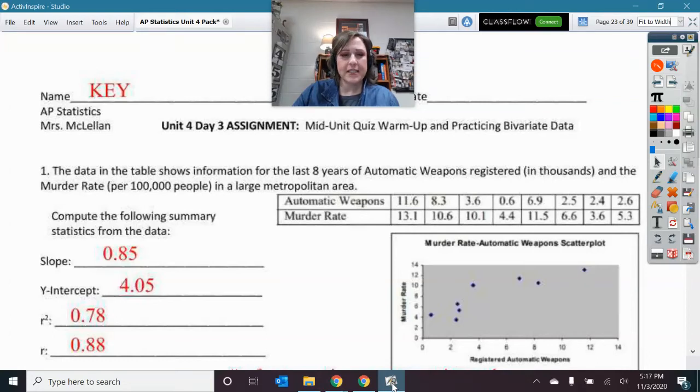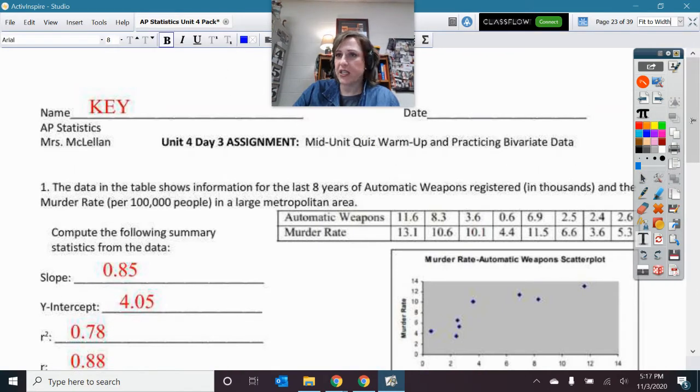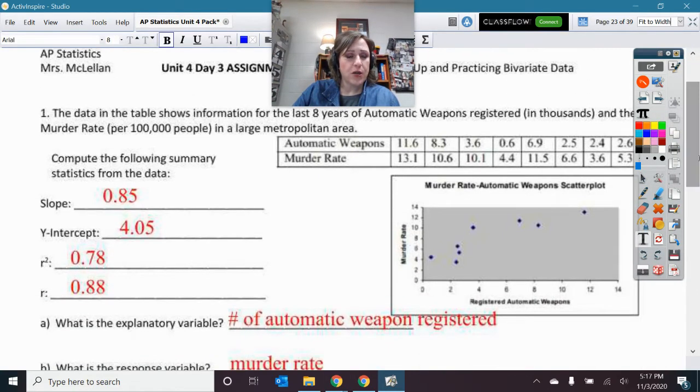All right, let's check this assignment to make sure you are ready for our quiz. So, a couple things. Here we go. We first put this information in, and there's the slope, y-intercept, r squared. Make sure you're getting the difference between r squared and r.